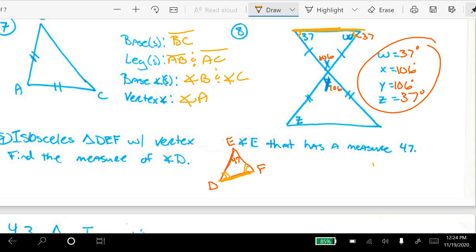So it's asking you to find the measure of angle D. So you would do 180, subtract the 47, since that's the vertex angle. That's going to leave you with 133. And then that 133 has to be divided equally by 2, so it can be split between angles D and F. All right, so when we divide that by 2, I get 66.5 for angle D.